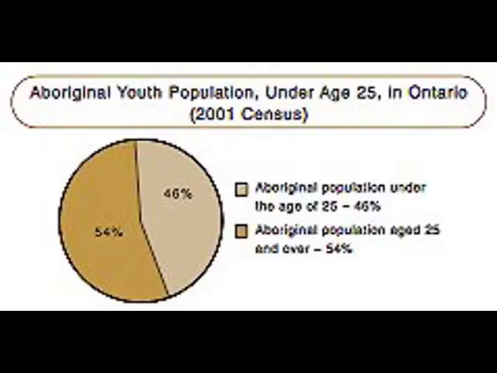Aboriginal youth population under age 25 in Ontario, 2001 census. Aboriginal population under the age of 25, 46%. Aboriginal population age 25 and over, 54%. This means the population of Aboriginal students in your classroom is growing.